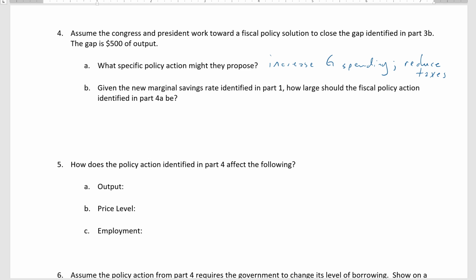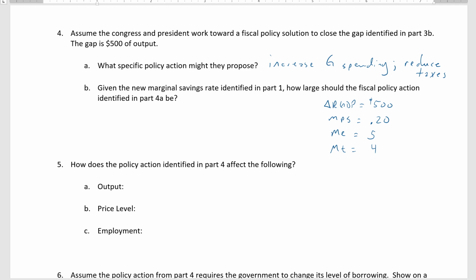Those are the two things that can be done during a recession. Now, given the new marginal savings rate identified in Part 1, how large should the fiscal policy action identified in Part 4A be? So, a couple things of note here. We were given the size of the gap, so we want our change in real GDP to be $500. We were given an MPS at the beginning of 0.2. And when the MPS is 0.2, that means the expenditure multiplier is going to be 5. And then if we're looking at the tax side of it, the tax multiplier would be 4.